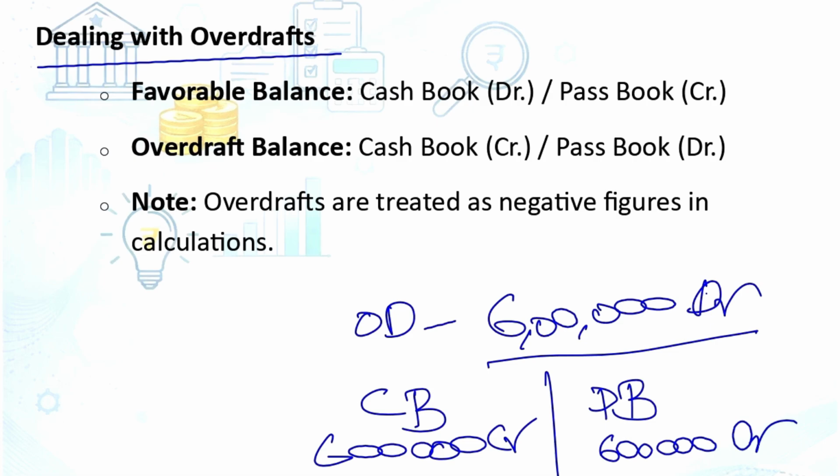Likewise, if you fully deposit your OD, then your passbook will show credit and your cash book will show debit. You can clearly observe that passbook and cash book entries are reverse in nature. That's why we call them mirror images.